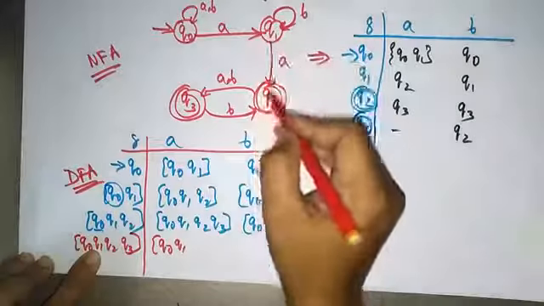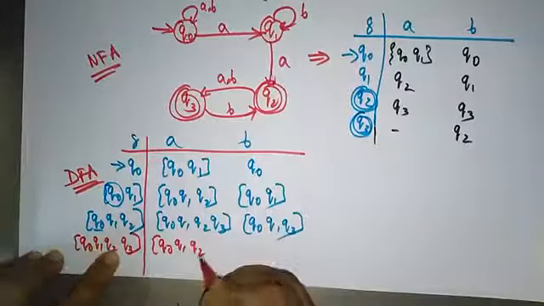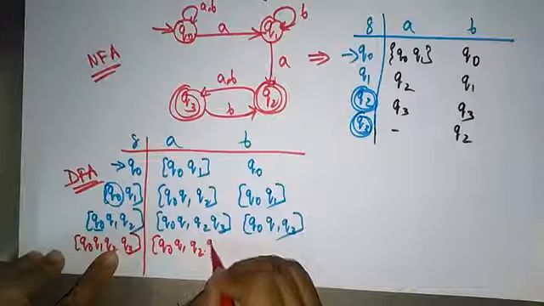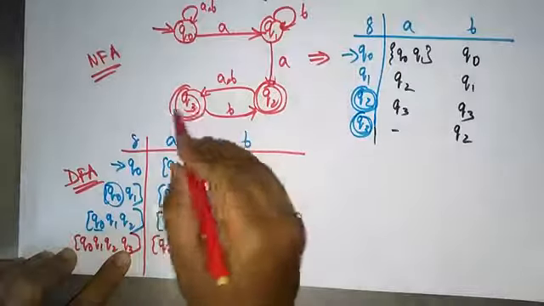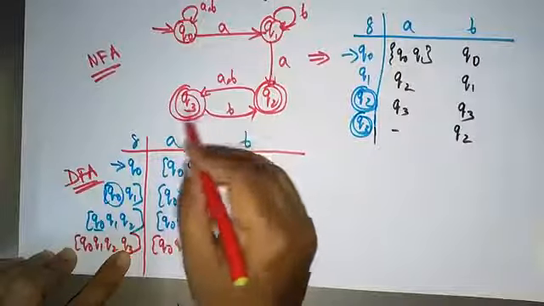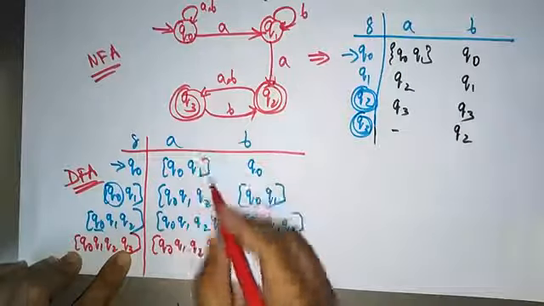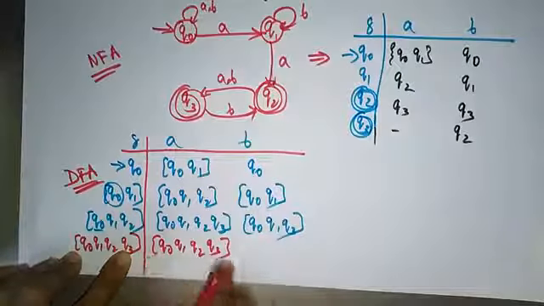Q1 on A goes to Q2. Q2 on A goes to Q3. And Q3 on A, there is no output for this. So Q3 on A, nothing is there. So just Q0, Q1, Q2, Q3.